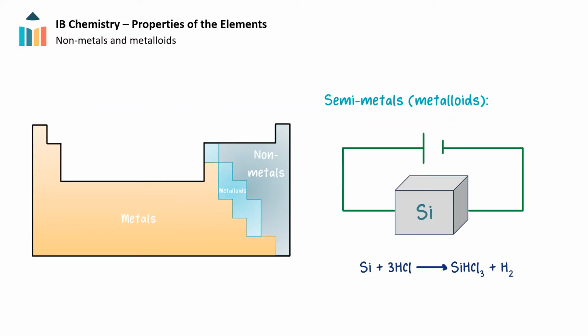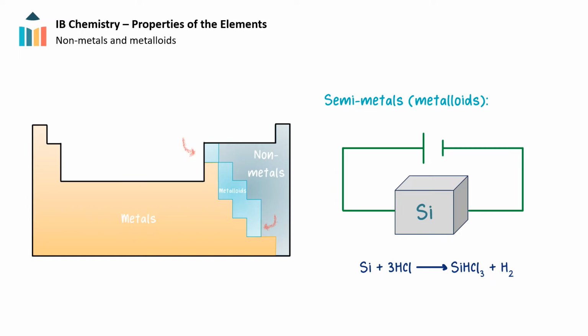And what about the semimetals? Semimetals, or metalloids, are elements with properties between metals and nonmetals. They are often shiny like metals, but resemble nonmetals in their chemical reactions. They are also semiconductors, becoming electrically conductive when the energy input or voltage is sufficiently high.